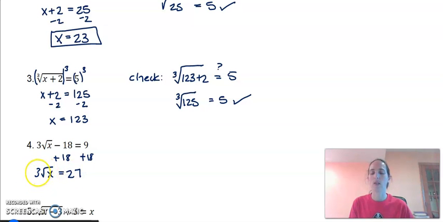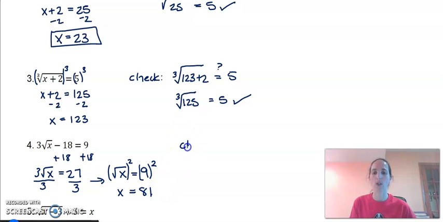Notice there is the 3 being multiplied. I'm going to recommend that you divide by 3. And as you do that, you're going to get the square root of x equals 9. And again, you're trying to get rid of the square root, so you're going to square both sides. And when you square both sides, you're going to get x equals 81.